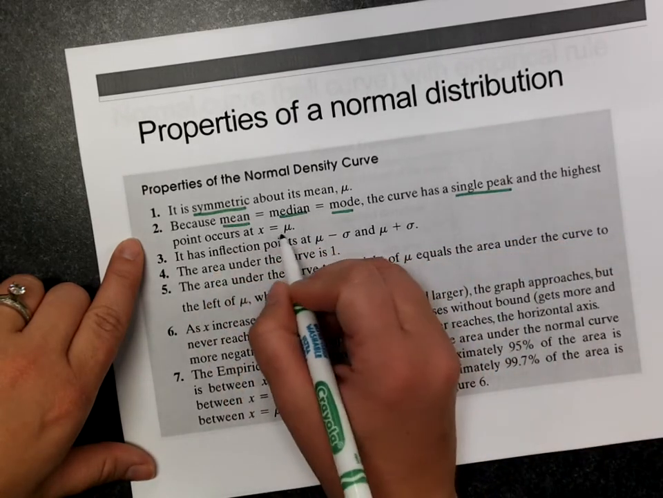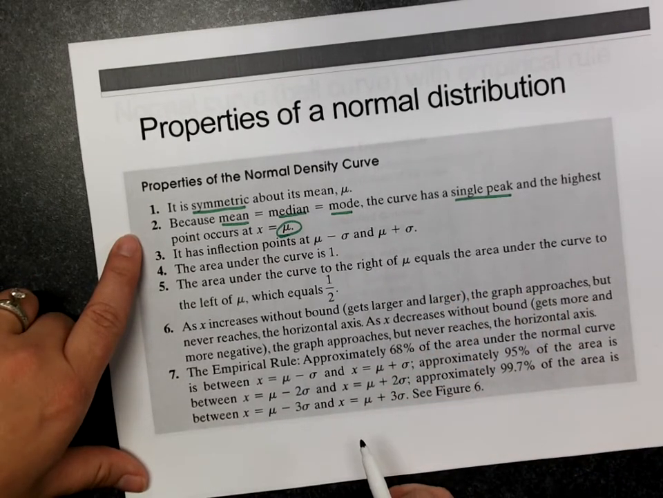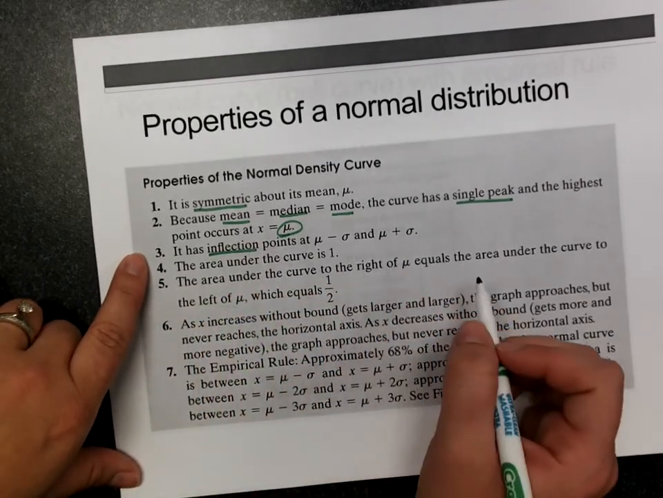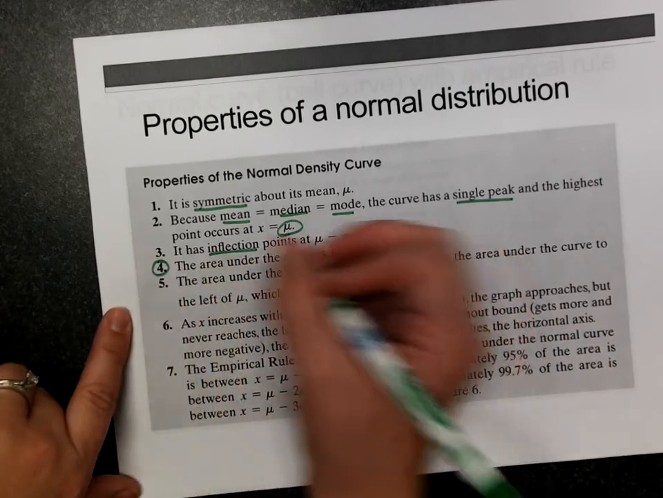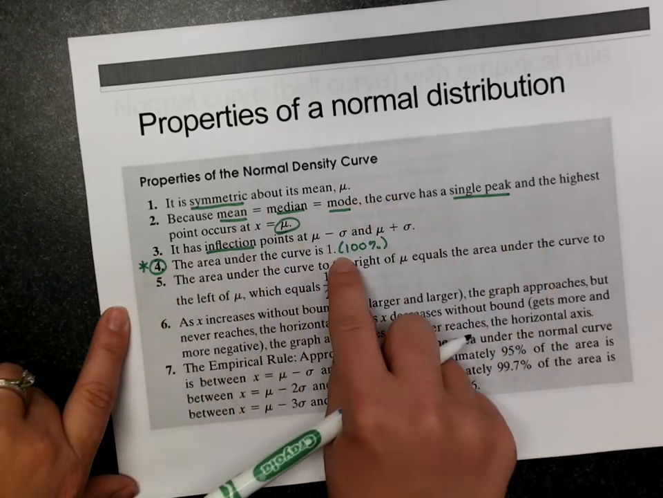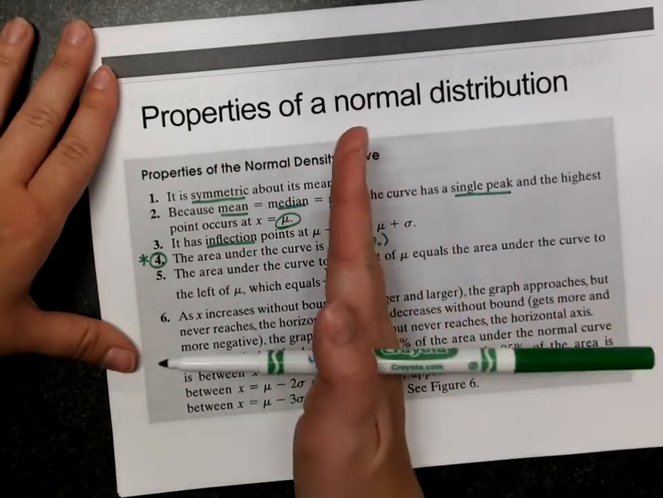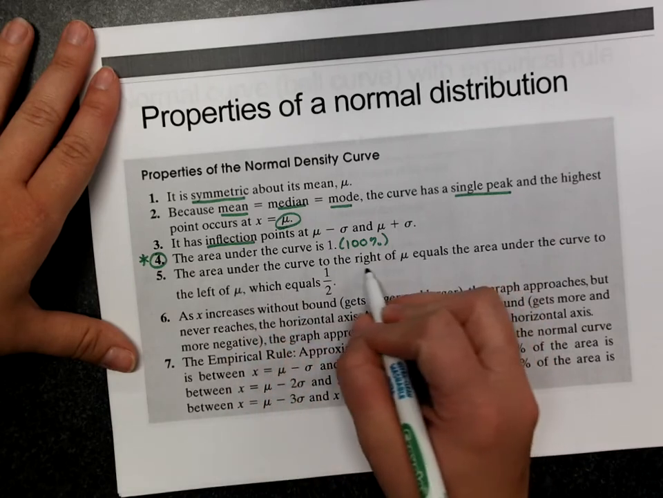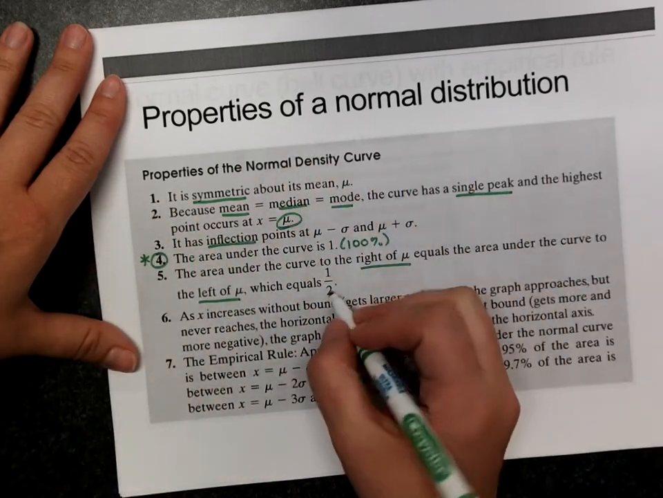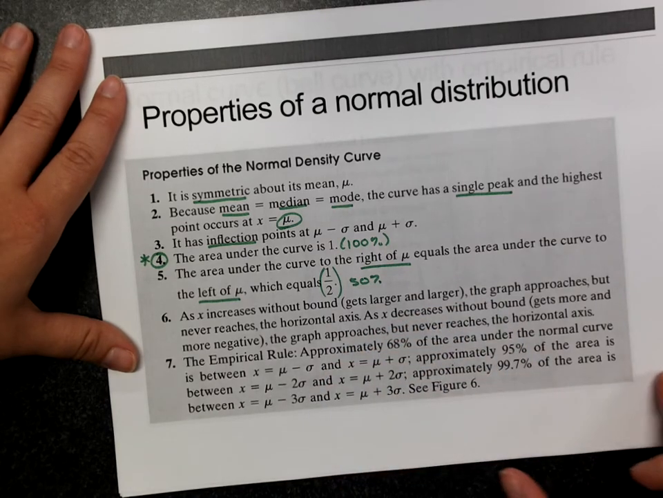And we always use the mean to refer to that center line, but technically the median and the mode will all be in that same spot for a perfectly symmetrical distribution. We talked about the inflection points at 1 standard deviation away. The area under the curve is 1, so that's 100% of the data. That's a very important fact to remember, that the total space it covers is 100%. If we cut the curve right down the middle, the area of the curve to the right of mu is the same as the area under the curve to the left of mu, so right half and left half, and it equals half or 50%, which again, we covered back when we were talking about the empirical rule.